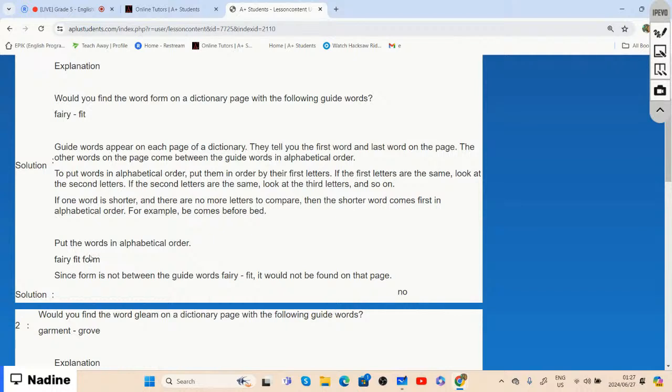And in order for us to put the words, like we said, in alphabetical order, we need to put them in order by the first letters. If the first letters are the same, we look at the second letters. If the second letters are the same, we look at the third letters, and we just continue, and so on and so on.